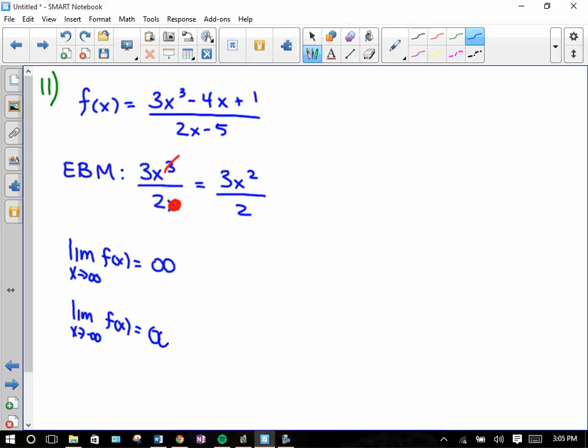So it's positive infinity. The other way that you can tell is this is a quadratic end behavior model. We know that positive 3x squared divided by 2, the graph will look something like this. So as you can see, the limits approach positive infinity on both the left and right hand side.